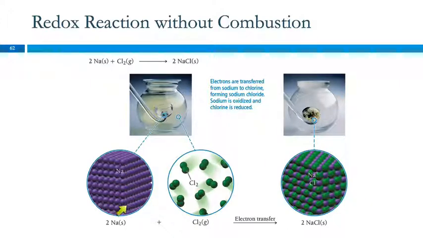So what's happening here is we're starting out with sodium atoms. These don't have a charge. And we have molecules of chlorine, two atoms hanging out together because they don't like to be alone. And the sodium, each sodium atom will transfer one electron to a chlorine atom. Because over here in this sodium chloride, we have ions, right? We have sodium ions and we have chloride ions. And the sodium chloride is formed because of the attraction between the oppositely charged ions.